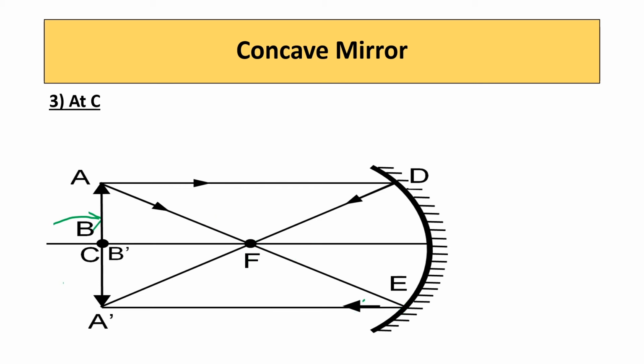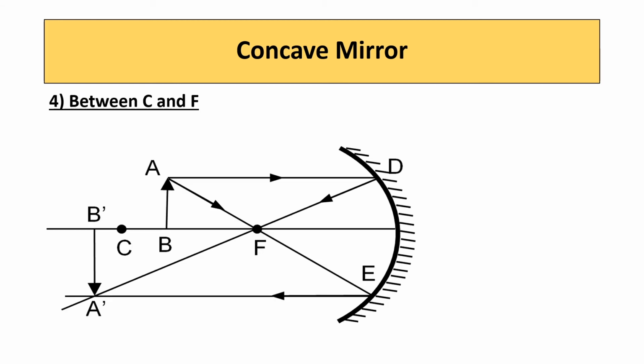Where will you get the image? The image is obtained at the meeting point of the reflected rays. This is the reflected ray 1, this is the reflected ray 2. It meets at this point and you will get the image at that point. If you place the object at center of curvature, you will get the image at the center of curvature. The image will be inverted and it is of the same size as that of the object. The image is also real.